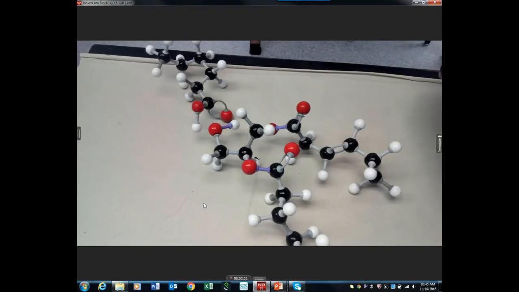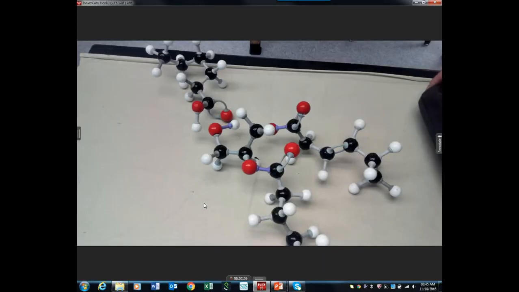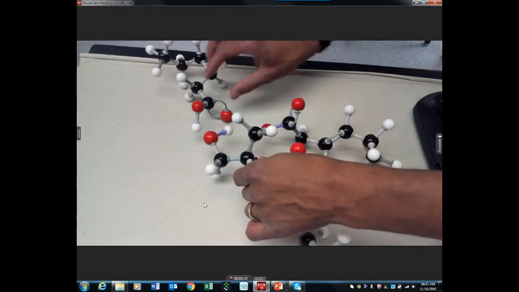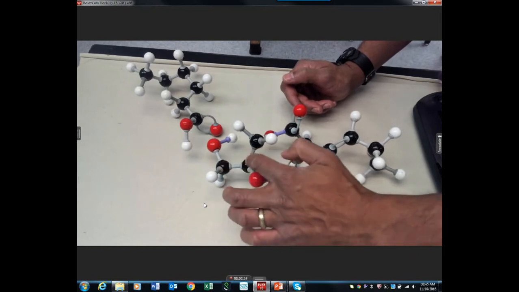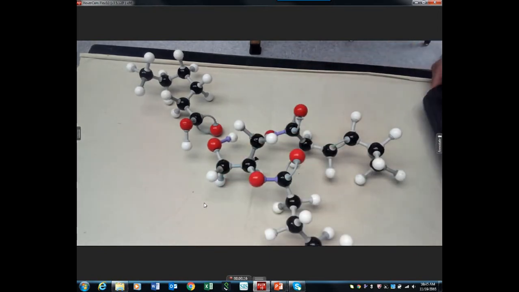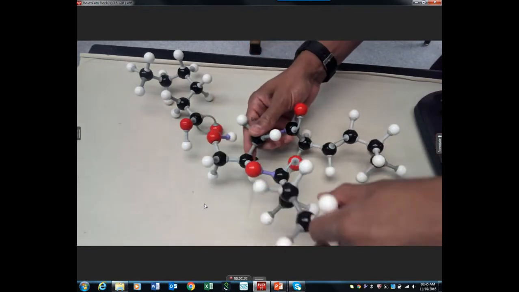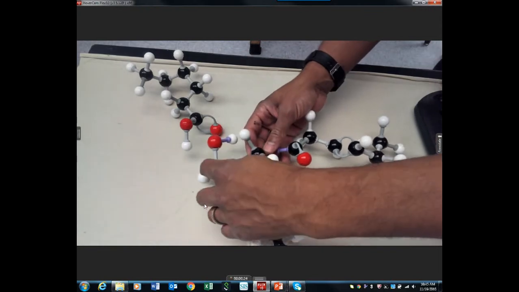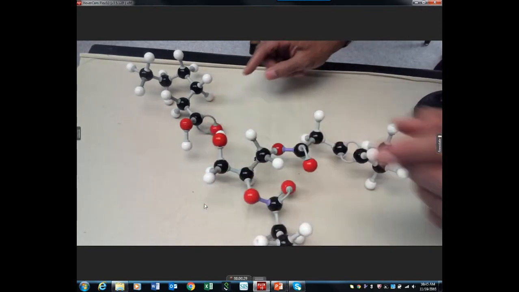Now let's talk about lipids. Now a lipid, if you look at this model, and I'm going to go back to the PowerPoint in a second, it's actually not complete. What I want you to see is this one, two, three carbon chain called glycerol. Each one of these carbons has a fatty acid attached. If you call that one, two, three, I haven't added one to one. I'm going to do that in a second.